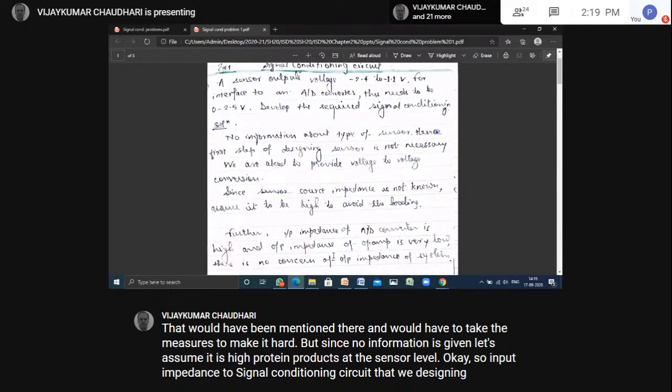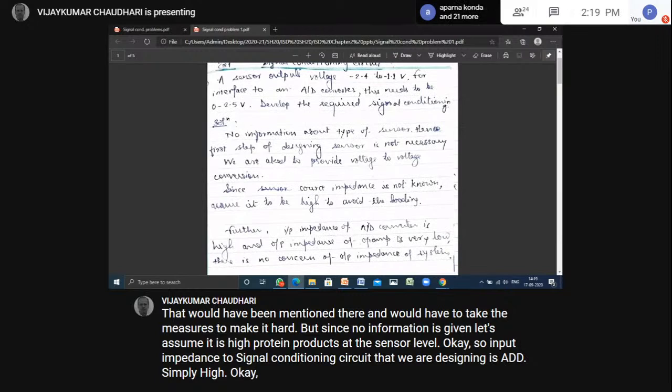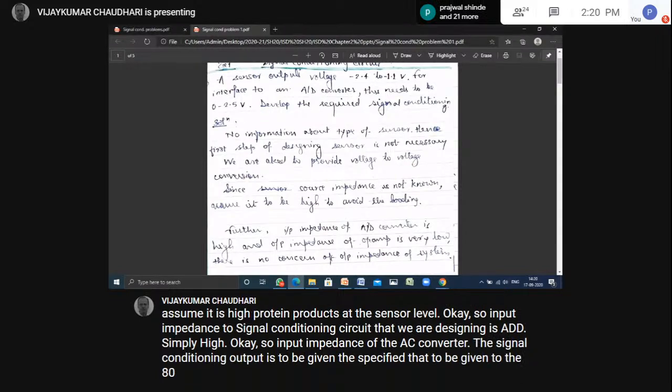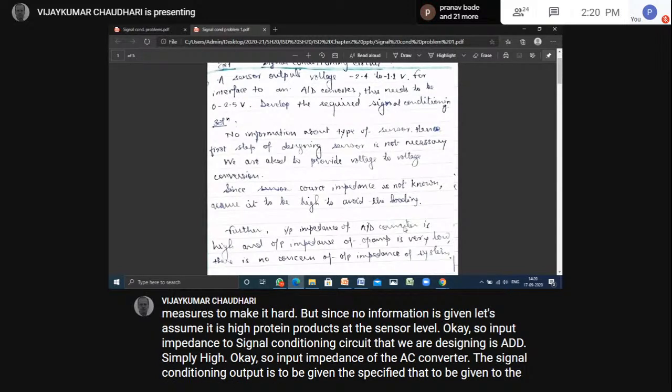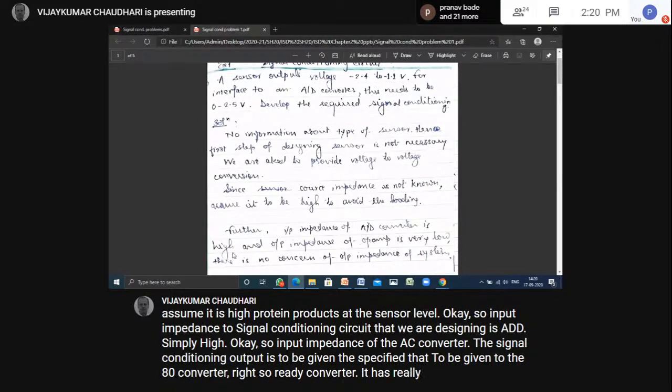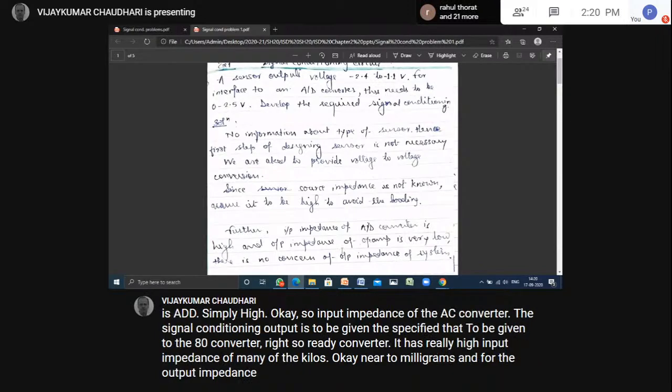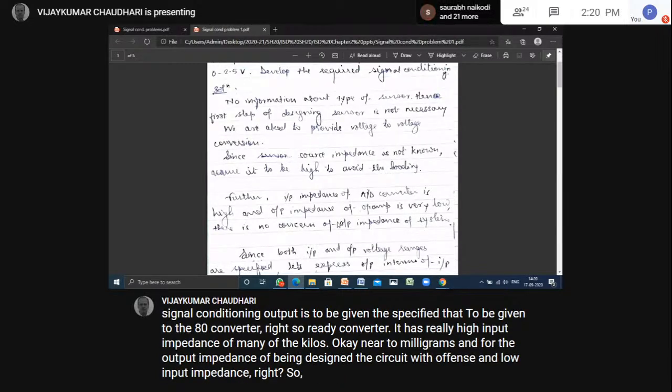Okay, so the signal conditioning output is to be given to the AD converter, right? The AD converter already has high input impedance, of the order of many kilo ohms, near to mega ohms. Further, we will be designing the circuit with op amps, and an op amp has low output impedance, right? So there is no question then in considering the impedance, right?